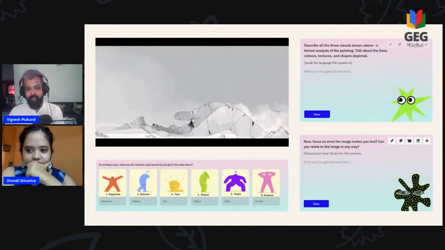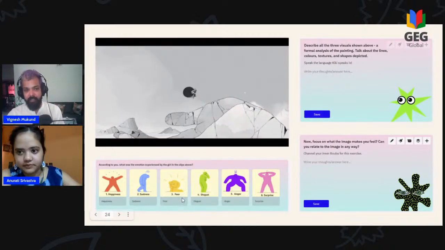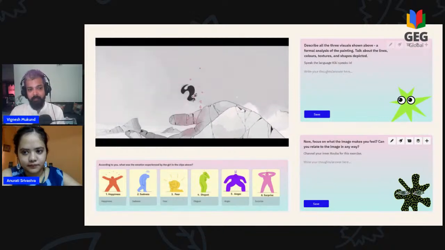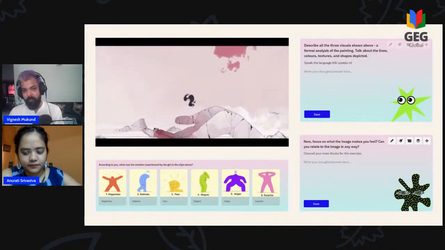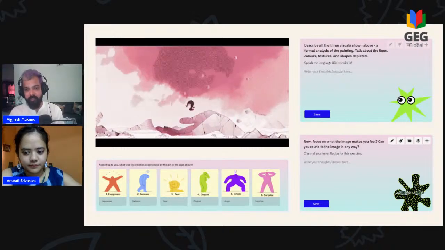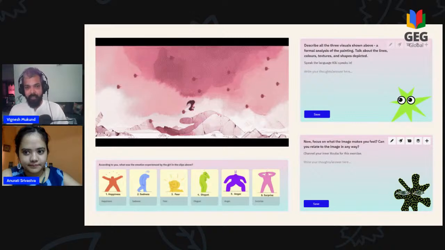So the first is a perspective taking sort of activity right below the clip that you see. We ask the learner, according to you, what emotion do you think is being experienced by the girl in the clip above? So they need to take visual cues and understand. They need to put themselves in the girl's shoes and try to figure out what she must be going through.